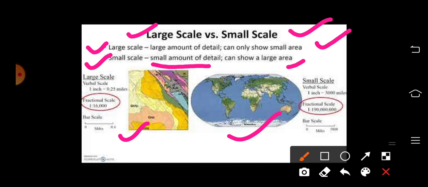Okay, so large scale map means it is a representation of a very small area, maybe about an area of 1 kilometer or 5 kilometers. But here you can see another map, a small scale map. It represents the entire world on that map, isn't it? So these are the two types of maps based on scale, large scale and small scale. Large scale maps represent a small area with a large amount of details, and small scale maps represent a large area and show only a small amount of details. Okay, is it clear? Very good.